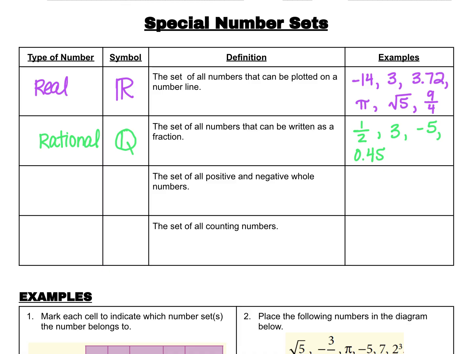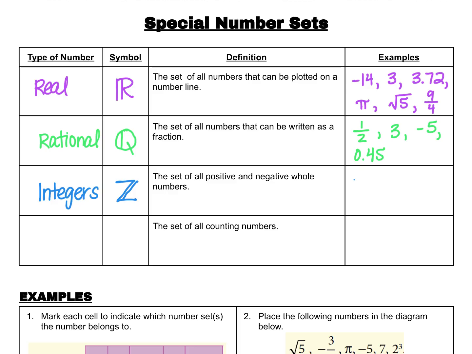The next one we're going to talk about is the set of positive and negative whole numbers. So these are the set of integers. So integers is the set of positive and negative whole numbers. And the symbol that represents integers is the symbol Z, okay? And that is the set of all positive and negative whole numbers. So it's like your whole numbers on a number line.